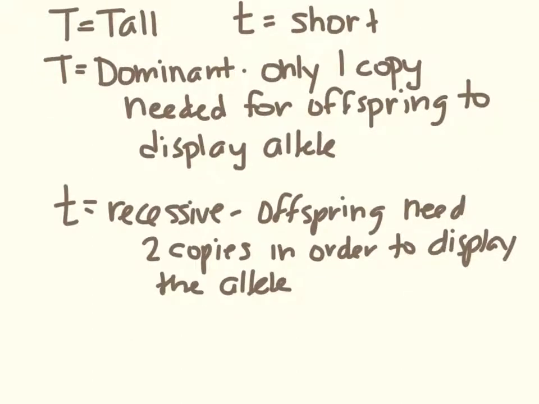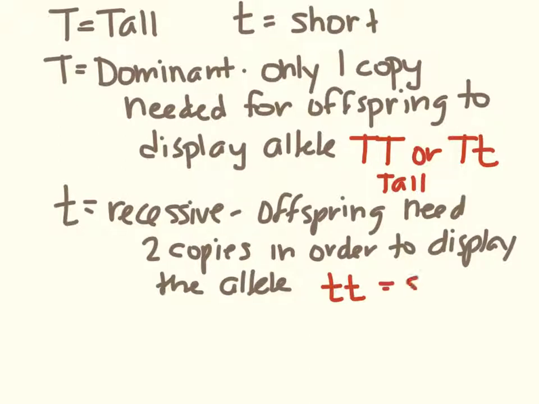So if we look at these again, capital T is the dominant allele, and only one copy is needed for the offspring to display this allele. So you could have an offspring that is capital T, capital T, or capital T, lowercase t, but both of those will display the tall allele. And if we have the recessive, lowercase t, the offspring actually need two copies of that recessive allele in order to display it. So if they had two lowercase t, then they would be short.